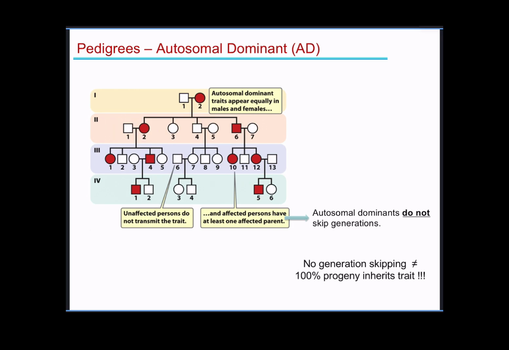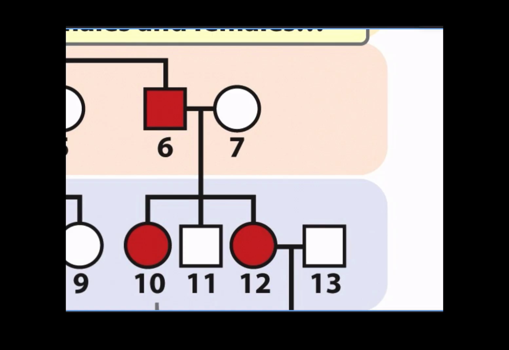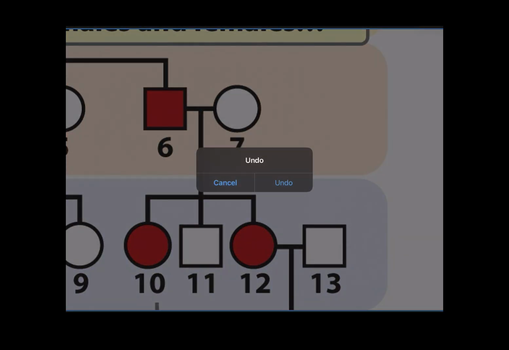Let's talk about skipping generations. So no generation skipping doesn't mean that 100% of the progeny inherits the trait. That's a common misconception. So let's look at this couple here. Male 6 has children with female 7, right?